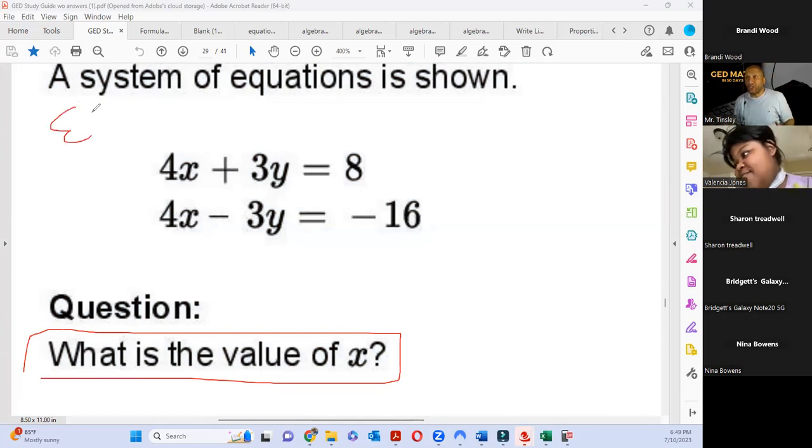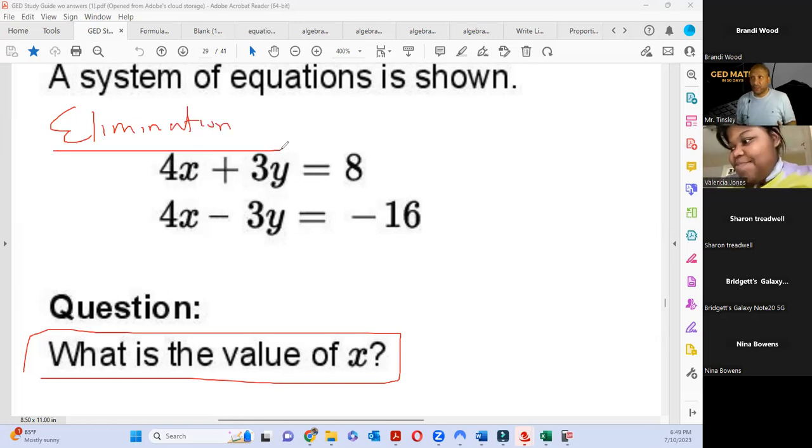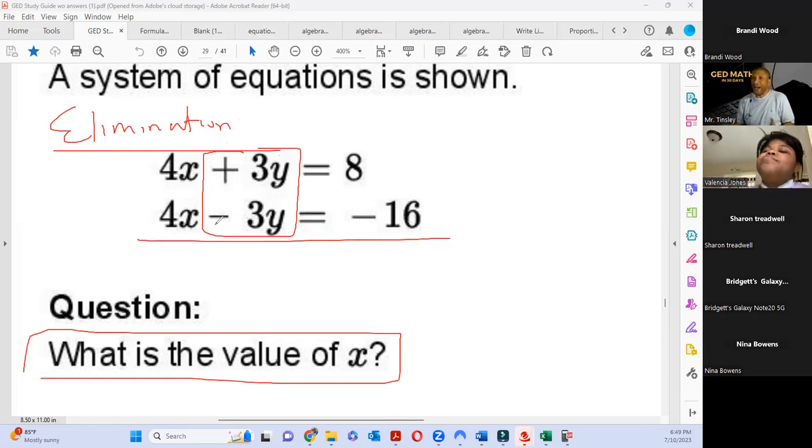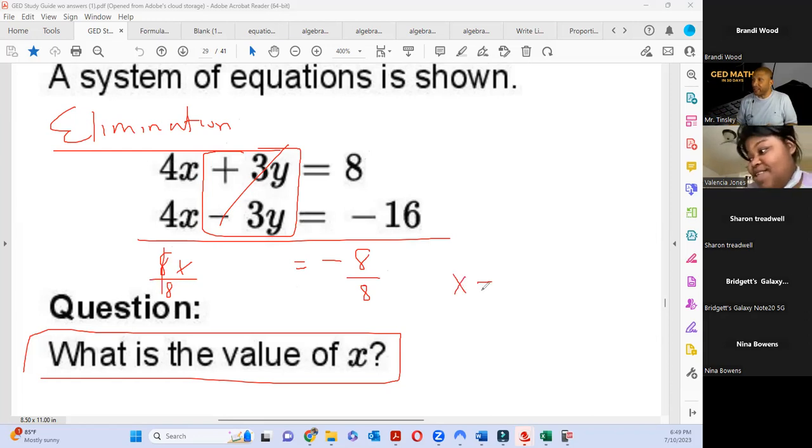System of equations, which you just asked about, Nina, is elimination. You have to eliminate one of the variables. What you should notice is that the y's are already eliminating each other. You don't have to do anything. So when you combine these, 4x plus 4x is 8x. The 3y's cancel. And then when you combine 8 and minus 16, you get minus 8. To solve for x, you divide both sides by 8. The 8's cancel. I get x equals negative 1.